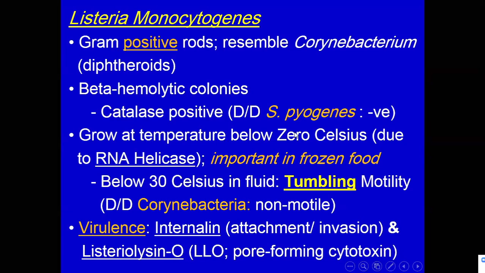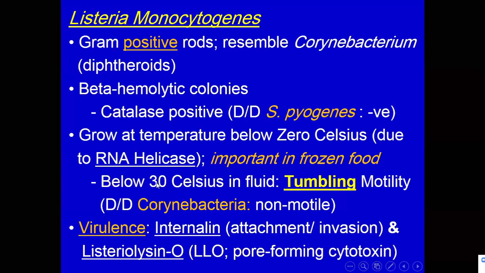These microorganisms are unique in their characteristics. They can grow at temperatures below 0 degrees centigrade. Why can they grow at this temperature? Because they have what we call RNA helicase enzyme, which protects them from destruction in cold temperature. Therefore, these microorganisms are important in frozen food. You can expect that the infection can come from frozen food, like cheese, for example, meat, etc.